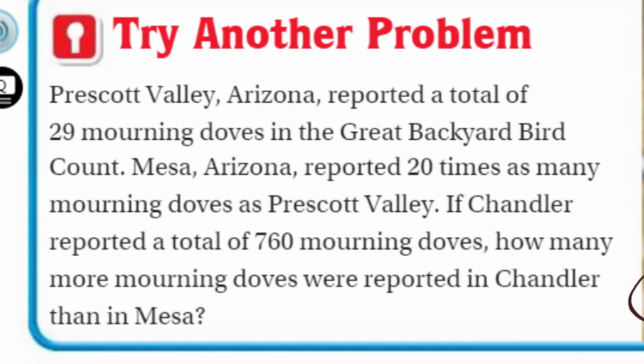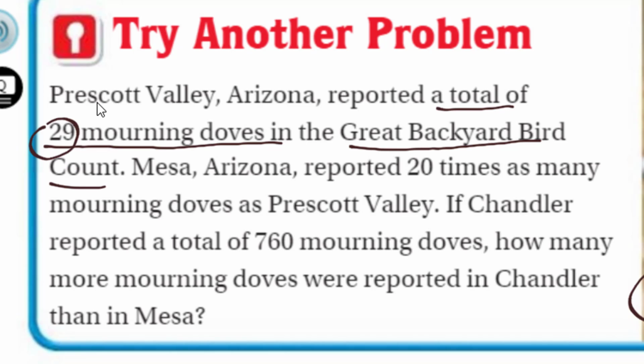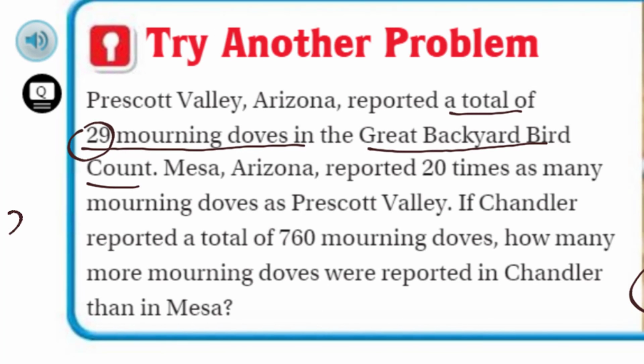So we have a lot of numbers here. We just kind of talk it out loud first, and then we'll work towards reading the problem. We have this total amount. So we have that total amount of 29 mourning doves as they did that Great Backyard Bird Count. It's all capitalized because it's an event of some kind. So they counted a total of 29 in Prescott, I should say. Mesa, Arizona reported 20 times as many mourning doves. So you can already see that's 29 times 20, because it's 20 times more in Mesa than in Prescott. If Chandler reported a total of 760 mourning doves, they're giving us just the amount, not how many more times. How many more mourning doves were reported in Chandler than in Mesa?